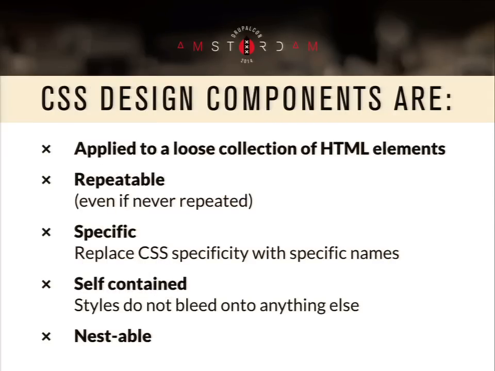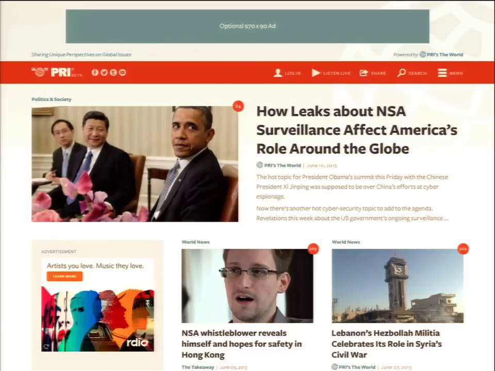Our goals of CSS components is they're applying to a loose set of HTML elements. They're repeatable. So if you apply a design component to a particular set of HTML elements and apply it to a different one, you'll get the exact same design. They're specific, meaning that the same name isn't going to bleed over to other designs. It's just going to be that one design using that one class. They're self-contained, so styles don't bleed over, and nestable. So you can have one component sort of nested inside another one. I'll go over this list again because I want to give you a bit more concrete examples.